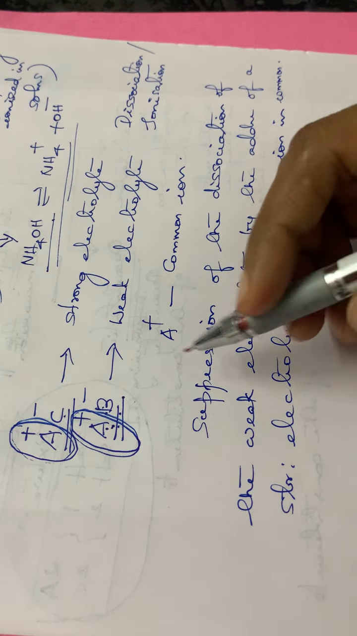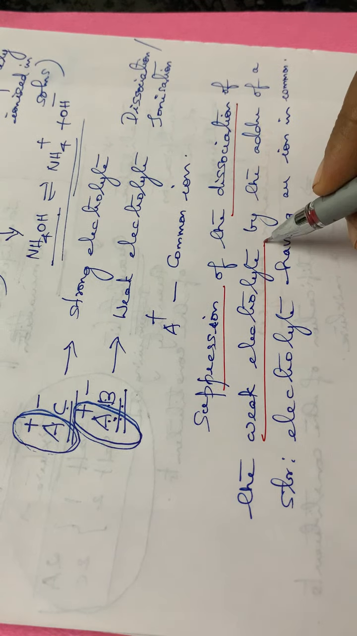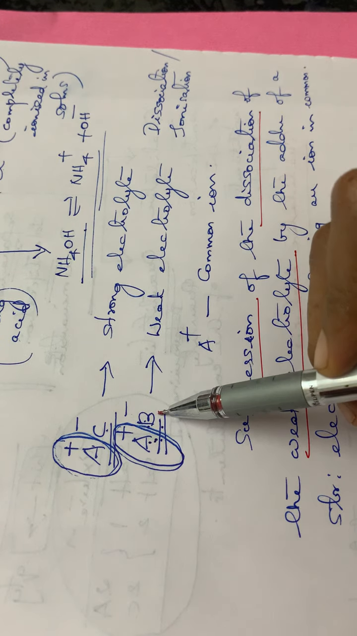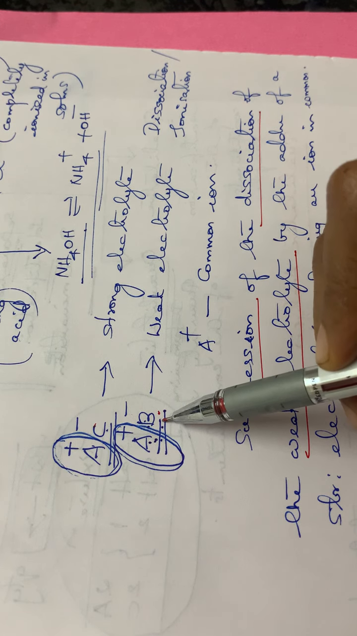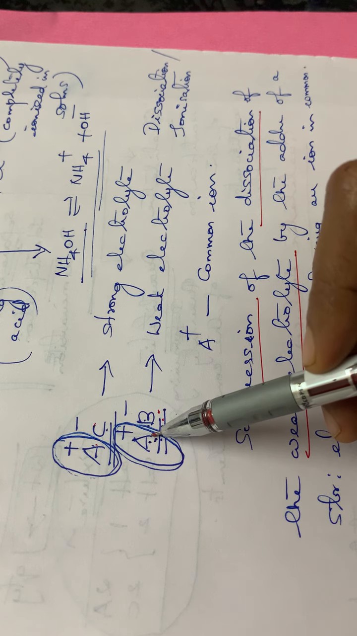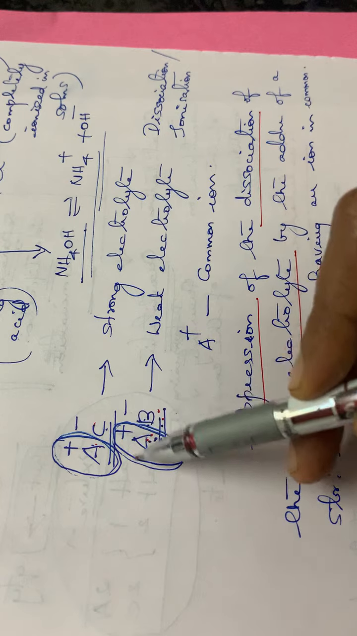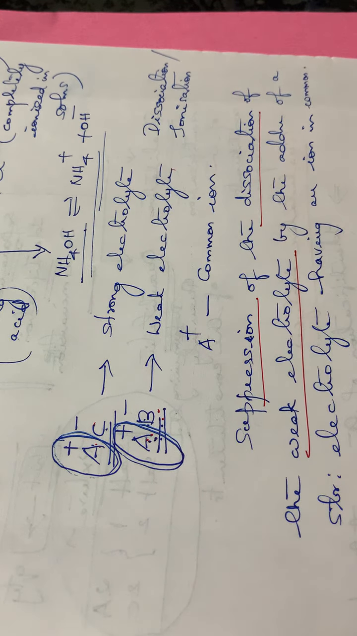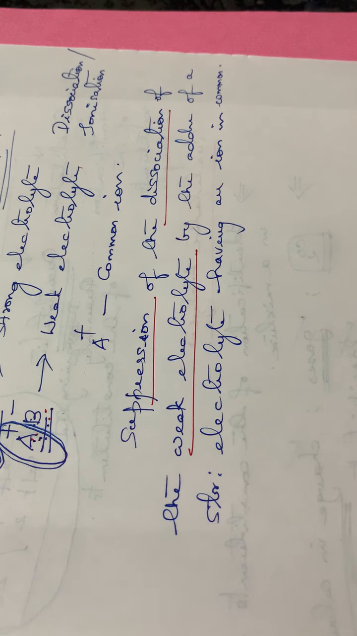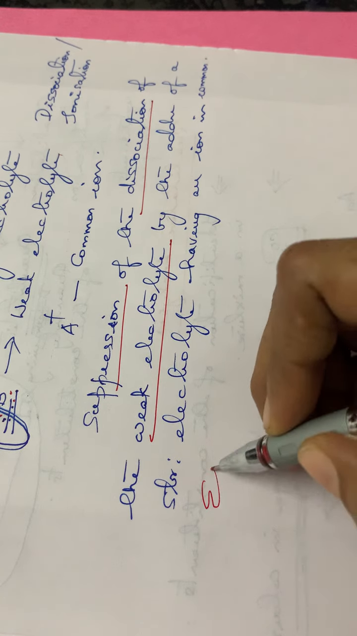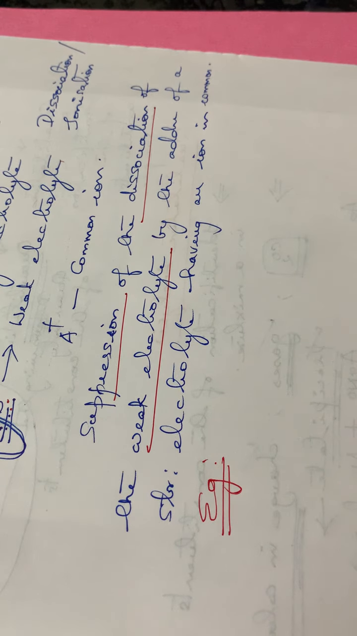That is, the suppression of the dissociation of the weak electrolyte. To this weak electrolyte, a strong electrolyte is added, so there will be a common ion A plus. If a common ion is present, what happens? The dissociation of the weak electrolyte will be suppressed. Let us go through one example for this phenomenon.